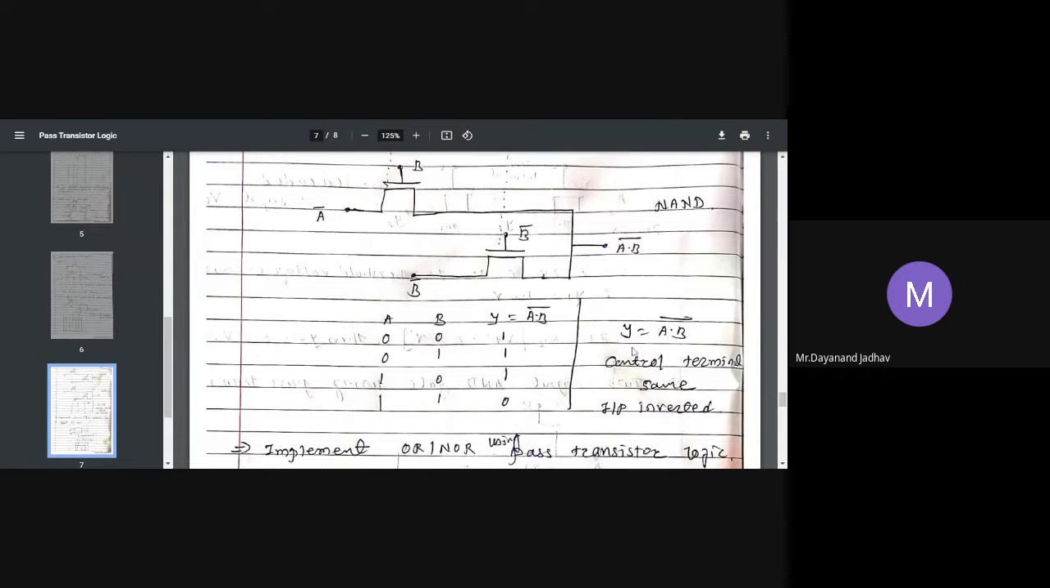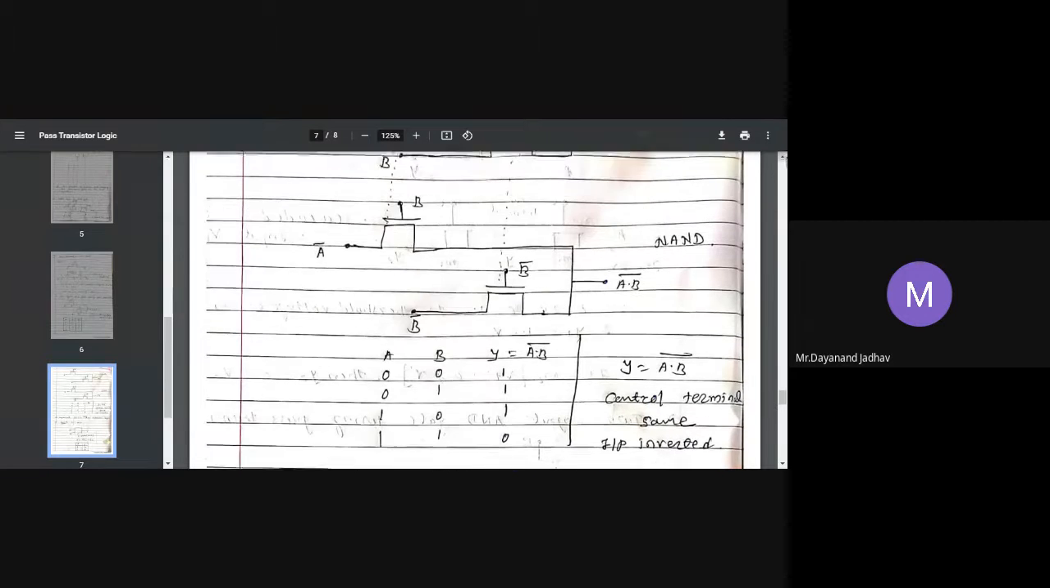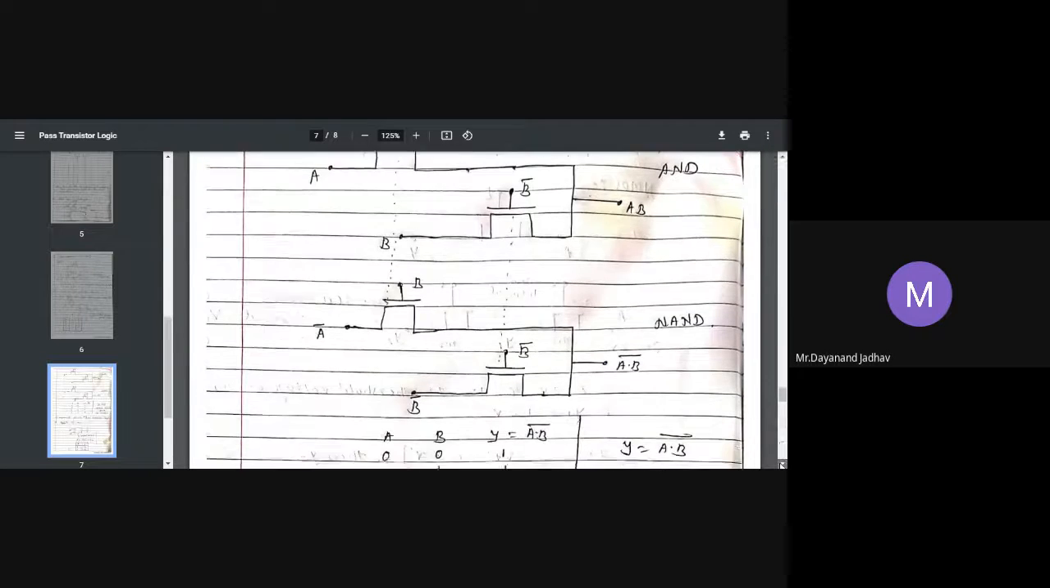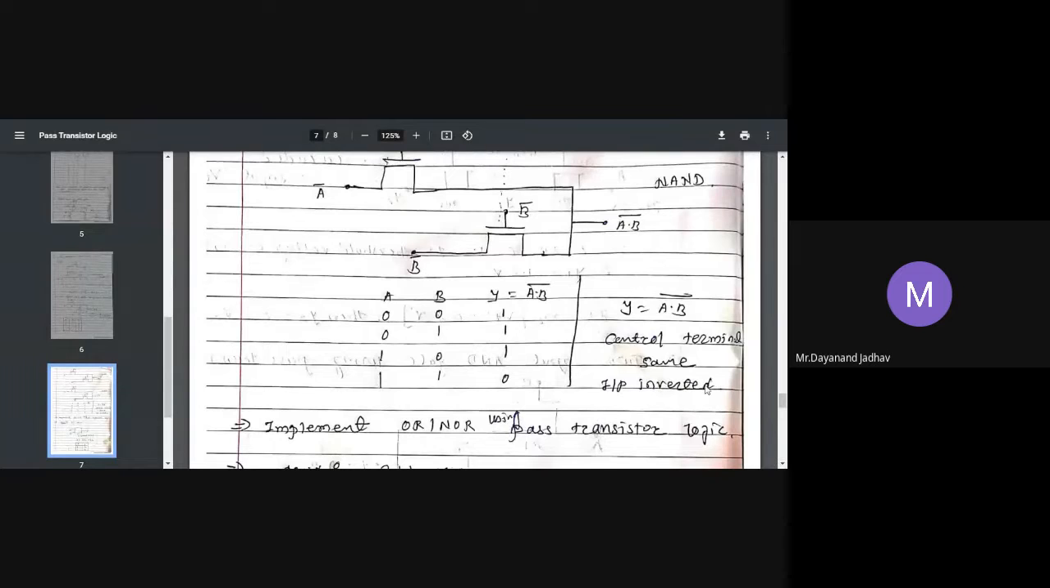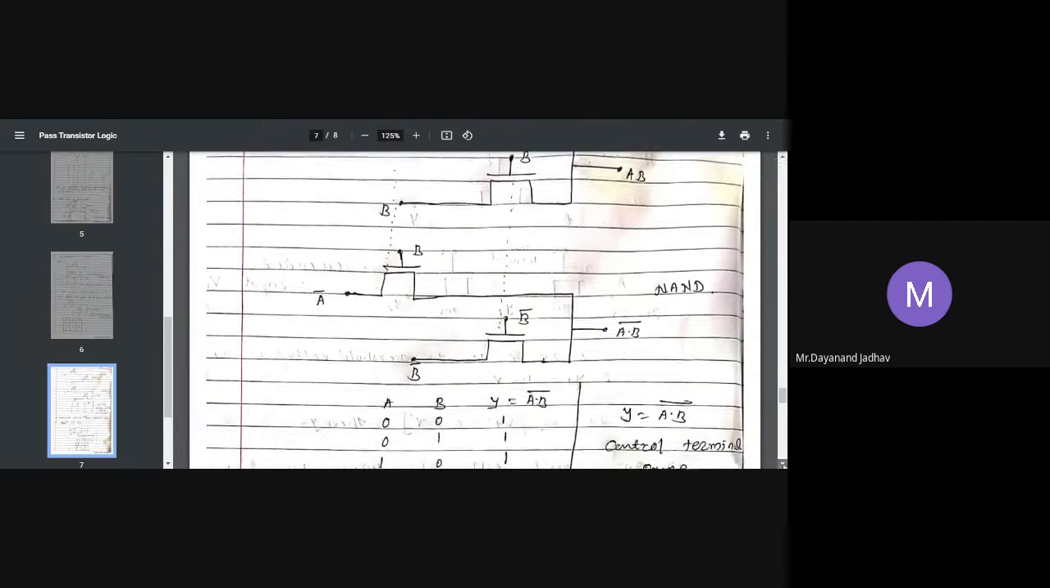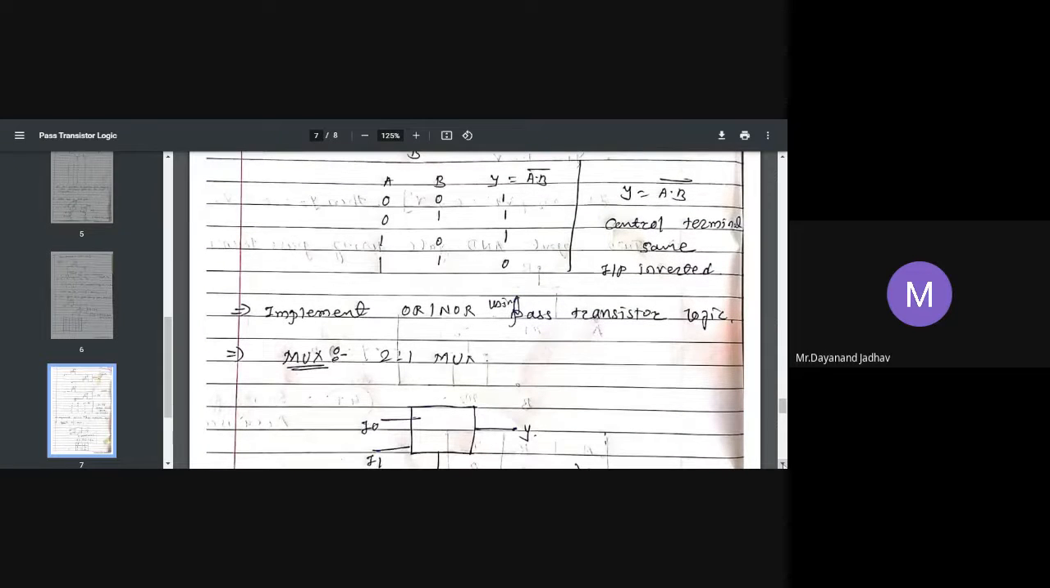When we compare the NAND gate and AND gate design, the control terminals are the same. Control terminals in the AND gate and NAND gate design are the same, that is, for the first transistor B and for the second transistor B bar. Then the only difference is that the inputs are inverted. If in the AND gate A and B are the inputs, then in the NAND gate A bar and B bar are the inputs. Only the input terminals are inverted.